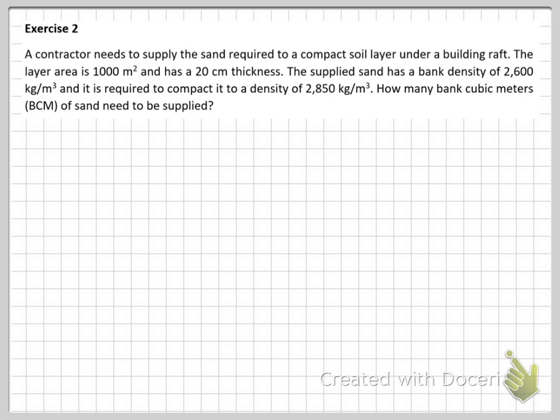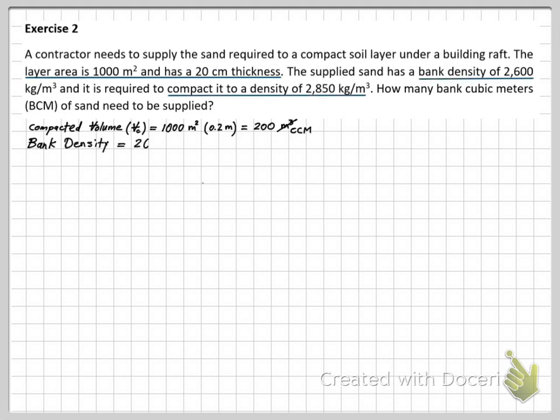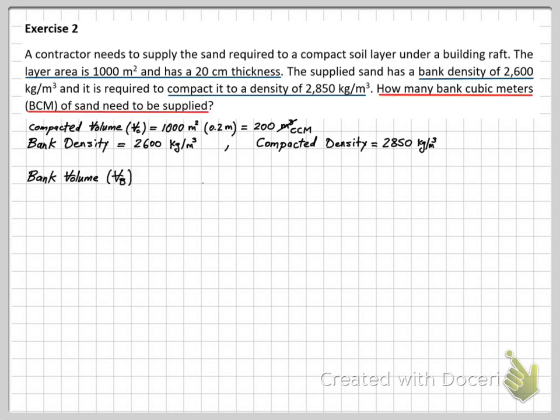So reading through the problem again and summarizing it, we see here that the volume is given to us as compacted volume, which is an area of 1000 and a thickness of 0.2 meters. That gives us 200 meter cube. But we know that's a volume in a compacted state, so I will cross out meter cube and say it's a compacted cubic meter. Keep reading. We see here that it is given to us also the bank density of 2600 and a compacted density of 2850. Continue reading. Now we see the problem is asking for the bank volume.